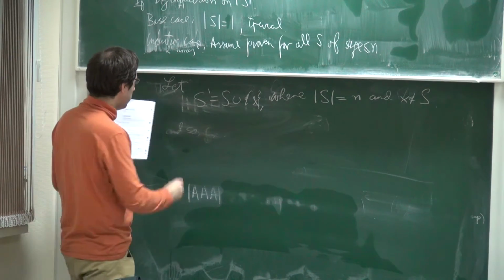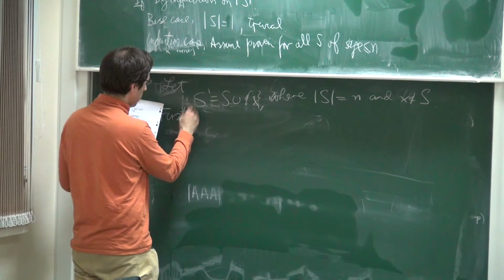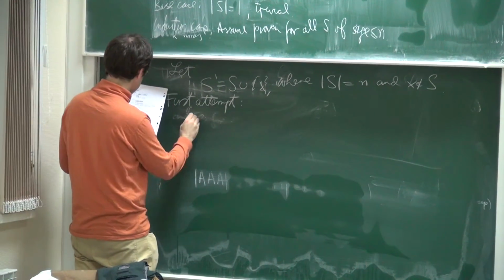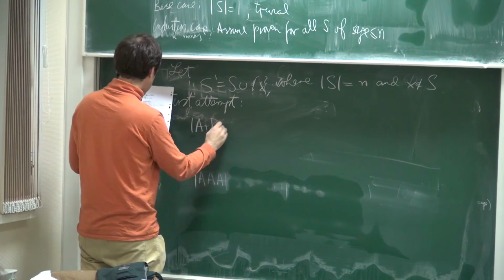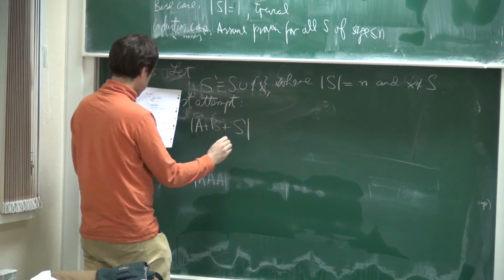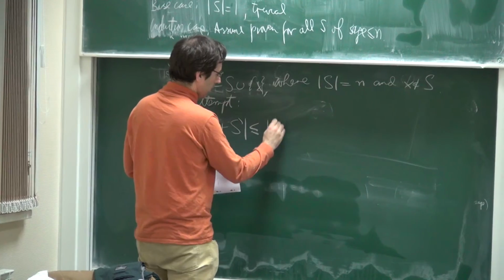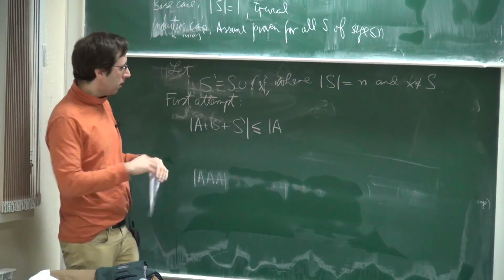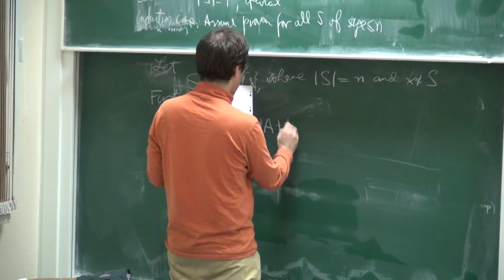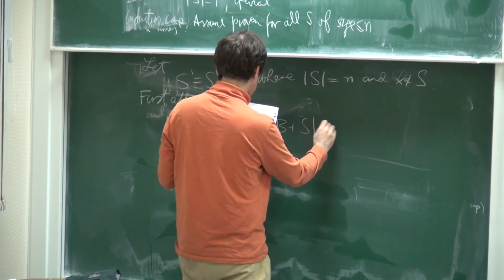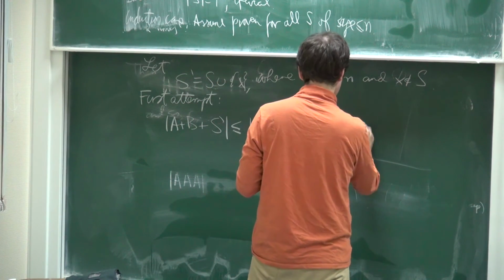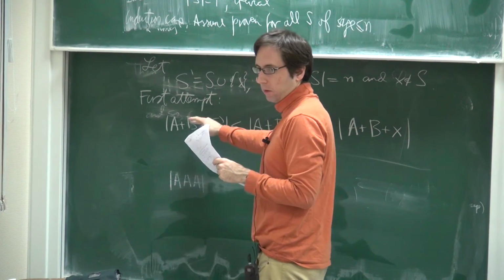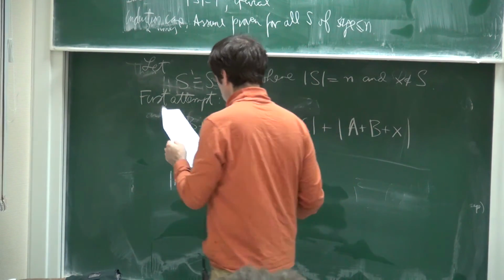And x is not in S. So the first attempt: A plus B plus S prime. So we're trying to control this. We're trying to prove this for S prime. So we go and happily write this is at most this. Clearly the case because this is the union of that and that.